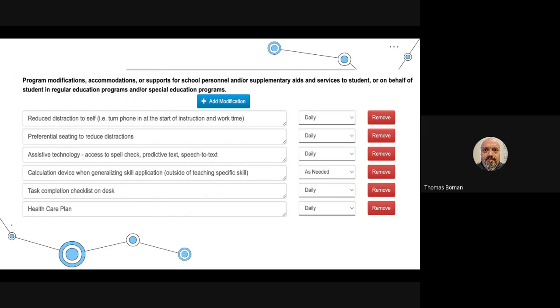So you can see a couple on this one. There's a couple of different types of AAC. There's assistive technology access to spell check, predictive text, and speech to text. There's also a calculation device when generalizing skill application outside of teaching specific skill.